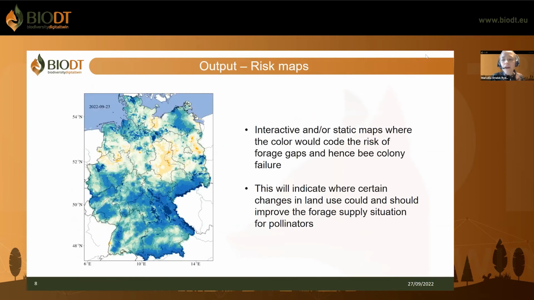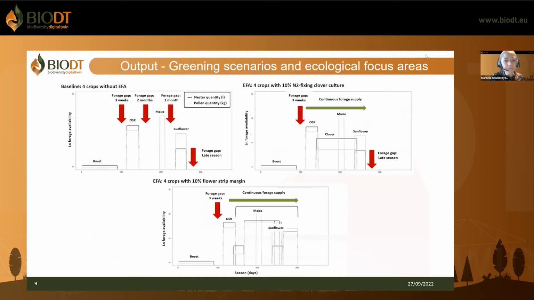As well, there are quite some outputs that we could envisage when implementing BEHAVE within BioDT. Right here, I am showing a drought risk assessment map, but we could imagine making similar maps that are interactive and/or static, where the color could code the risk of forage gaps and hence honeybee colony failure. This will indicate where certain changes in land use could and should improve the forage supply situation for our pollinators.